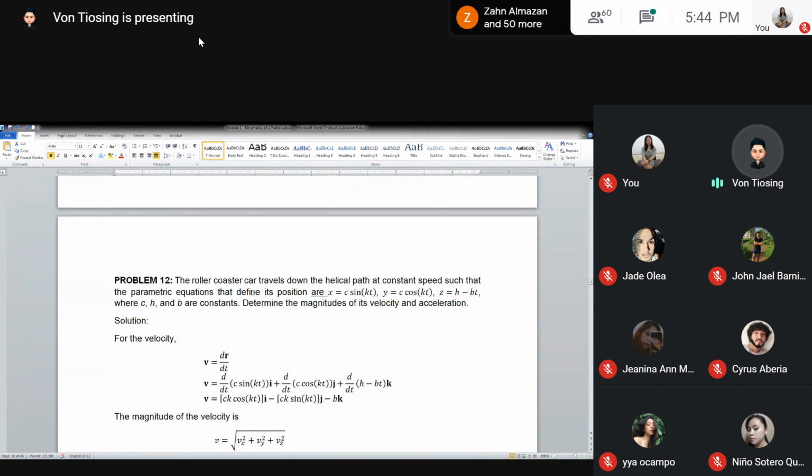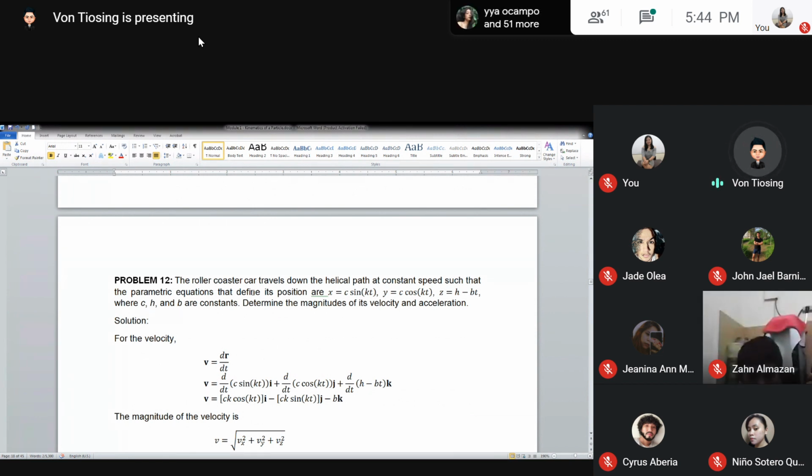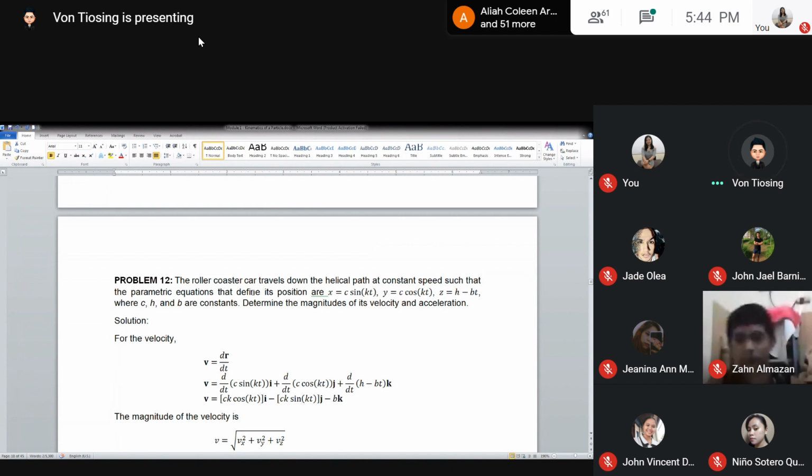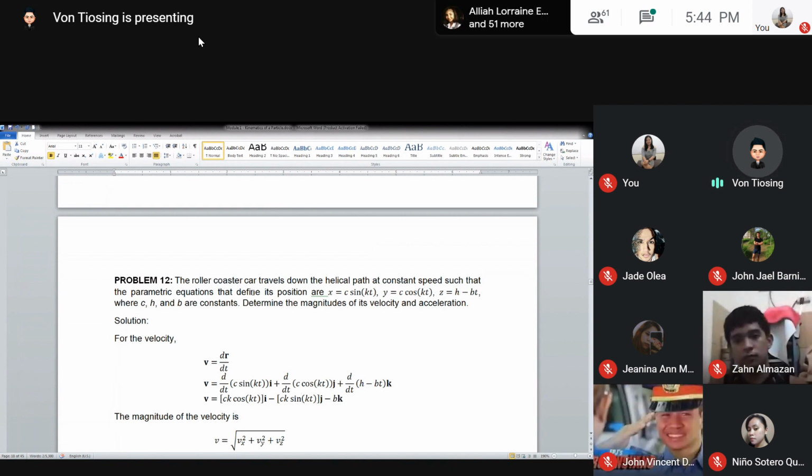Let's go to problem number 12. The roller coaster car travels down the helical path at constant speed such that the parametric equations that define its position are x is equal to c times sine of kt, y is equal to c times cosine of kt, and z is equal to h minus bt, where c, h, and b are constants. Determine the magnitudes of its velocity and acceleration.